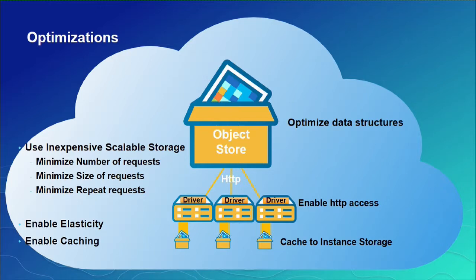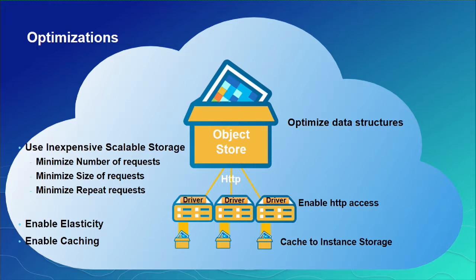To enable the elasticity, we want ArcGIS to be able to access data directly from S3. Where you see right in the middle, it says driver to enable HTTP access. That's one of the things we've added, and that's one of the key points I want to make sure everybody understands: how we can actually do that and directly access data from S3 instead of from a file system.